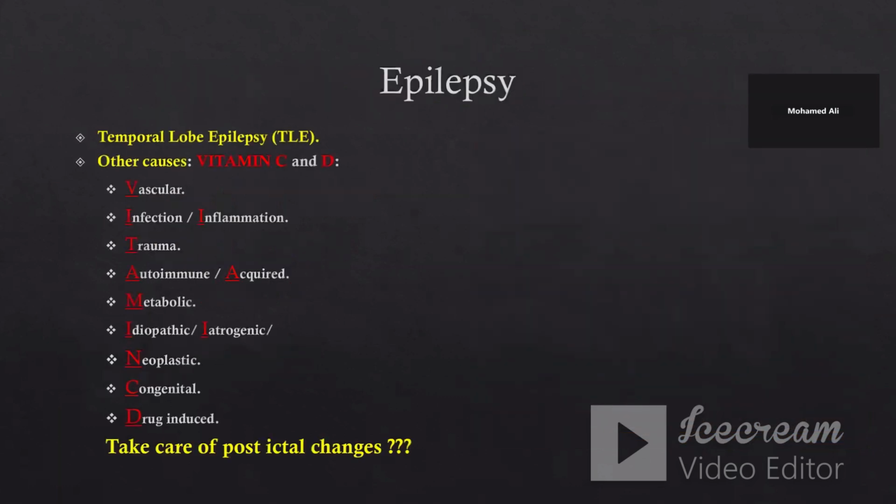As we discussed before, the main cause of epilepsy is temporal lobe epilepsy, and this is the main point that we will focus on today. We have other causes of epilepsy, and these causes we will discuss in part 3 of MRI of epilepsy. And we are reminding ourselves, don't miss post-ictal changes.